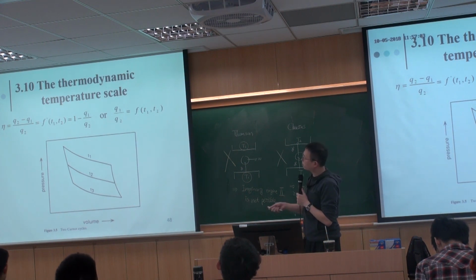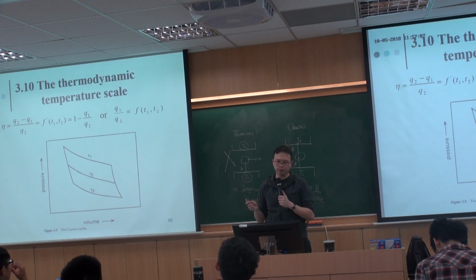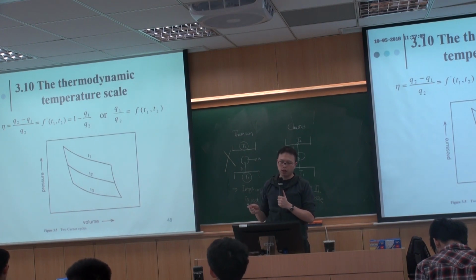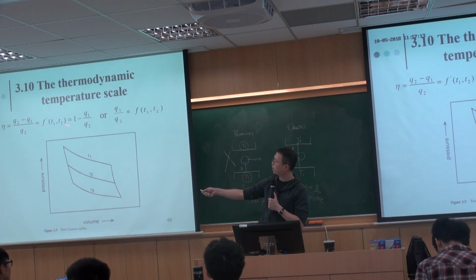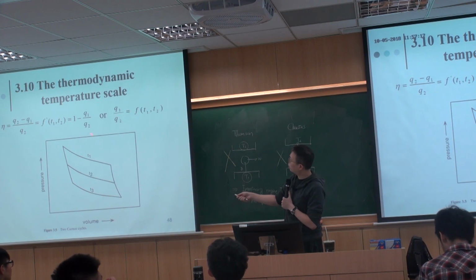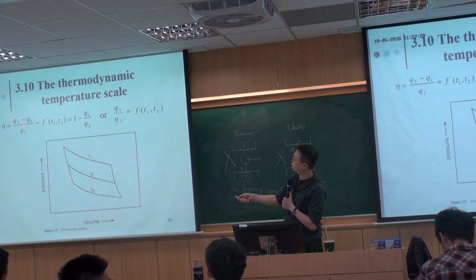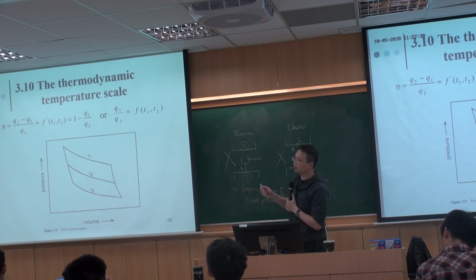So we can define this efficiency as a function of temperature. And in this case, we know that it's T1 and T2, so we define that as a function of T1 and T2. And again, this can be simplified into this. Or we can say, since this is 1 over here, the function Q1 over Q2 should be a function of T1 and T2.